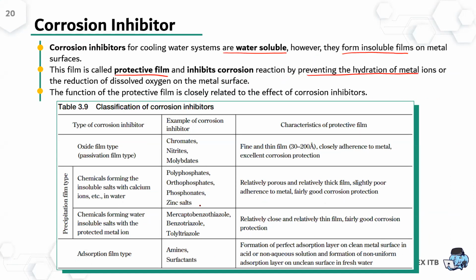Okay, so the function of the protective film is closely related to the effect of the corrosion inhibitors. The protective films are generated from the corrosion inhibitors, and they will have the effect of inhibiting the corrosion process. So there are several types of corrosion inhibitors. We have the oxide film type, with chromates, nitrates and molybdate compounds. We have also chemicals forming insoluble salts with calcium ions: polyphosphates, the phosphate base, and also zinc salts. Chemicals forming water insoluble salts with the protected metal ions.